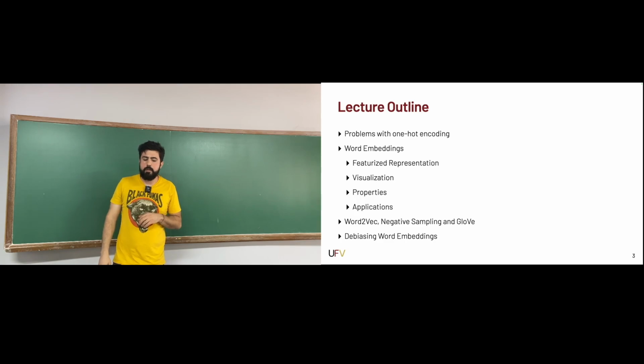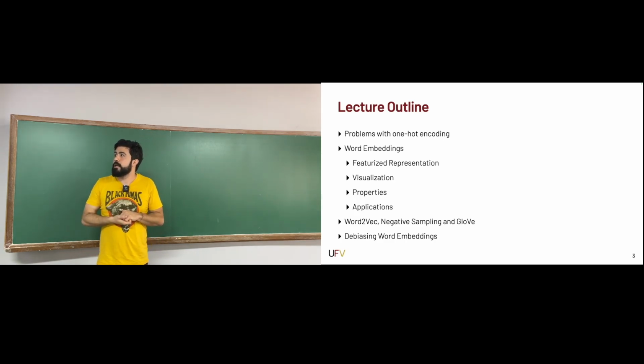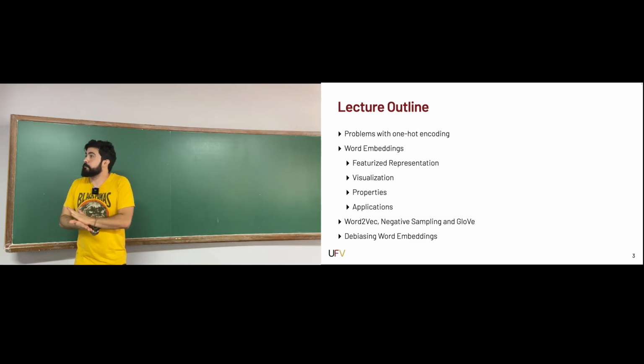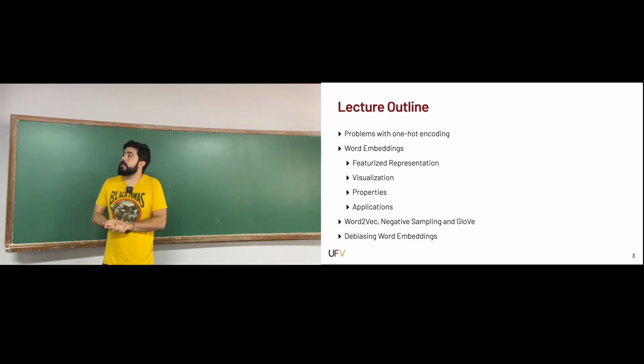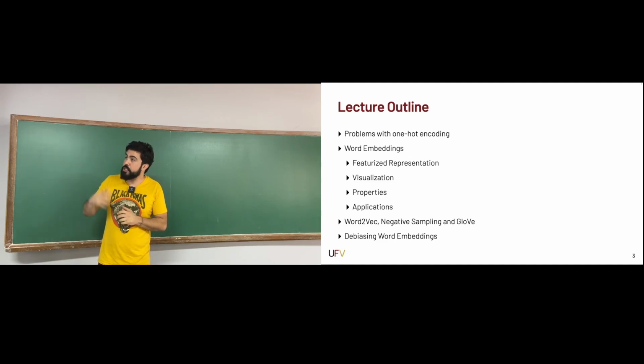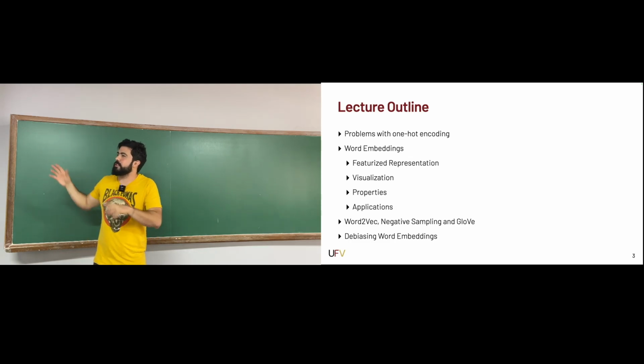So for today, we're going to start talking about one-hot encoding and what the problems are of using one-hot encoding for processing sequences. Especially, we're going to focus here on words, so this lecture is going to be focused on processing text. Then, to solve the problems you're going to see, we're going to see this idea of word embeddings, which are just featurized representations of words. I'm going to show you some visualization, properties of these embeddings, and some applications.